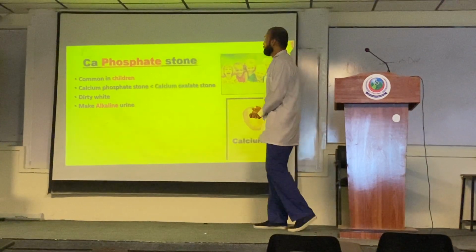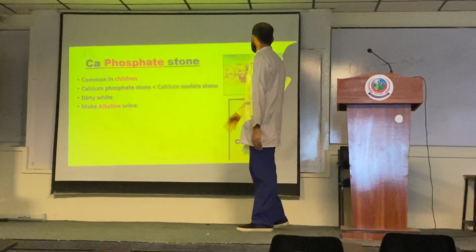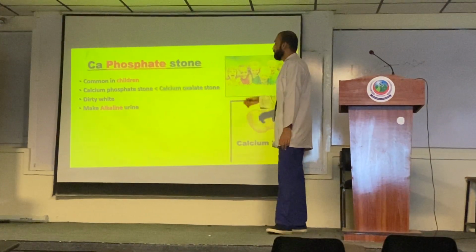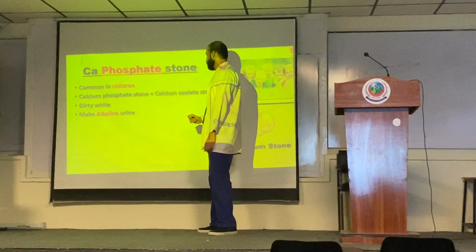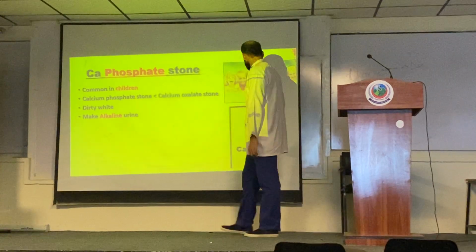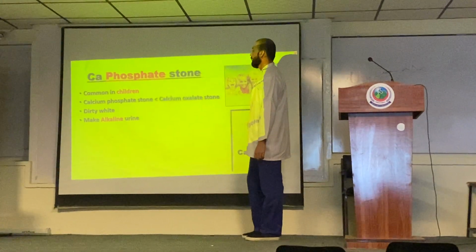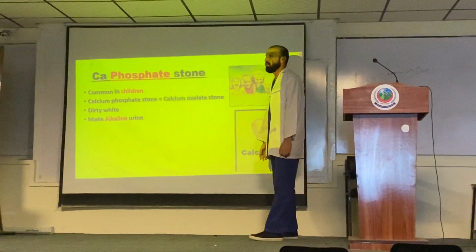So next one is the calcium phosphate stone. This is most common in children. The previous one was in adults, and these stones are lesser in amount than calcium oxalate stones. They are mostly dirty white, and they cause alkaline urine. The previous one caused acidic urine.